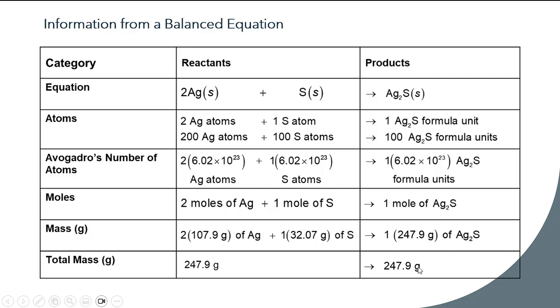Now I can scale this up or down. Let's say I needed 2 moles of silver sulfide instead of 1 mole of silver sulfide. Well, then I need to double everything on my reactant side. So I need 4 of silver and 2 of sulfur.